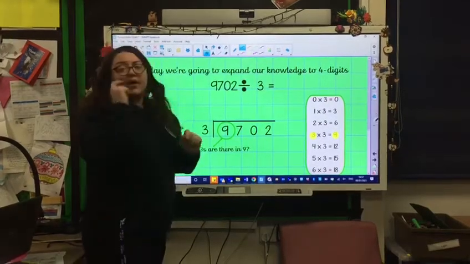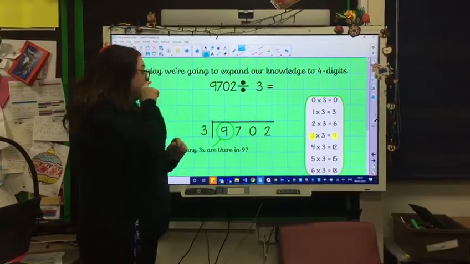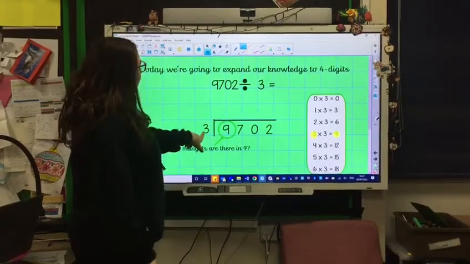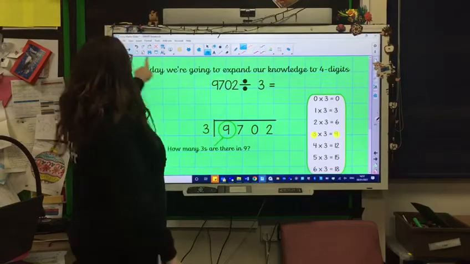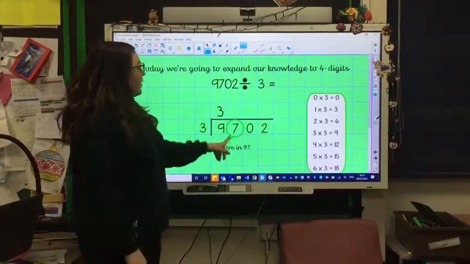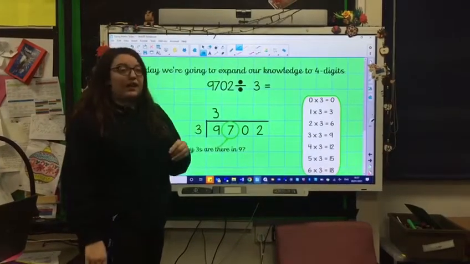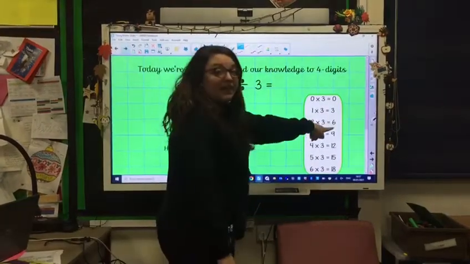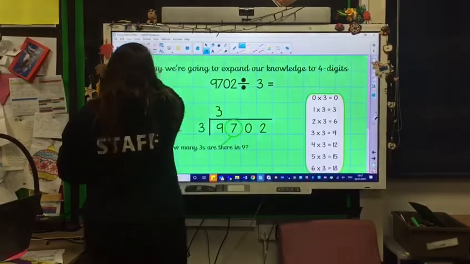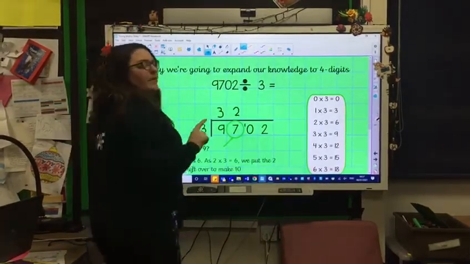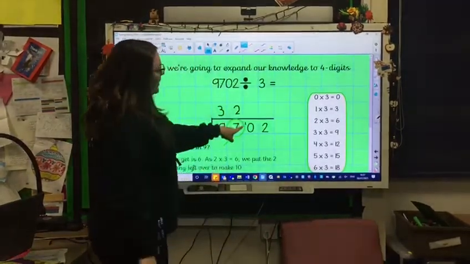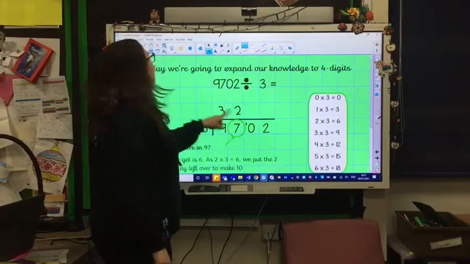Okay, so we're going to expand our knowledge with 4 digits today. So, same method, extra time. How many 3's go into 9? Hopefully you should all be able to tell me that is 3. How many 3's go into 7? We can't do it exactly. The closest we can get is 6. So we'd write 2 above it. We would then need to count on from 6 to 7, so we have 1 left over. We carry that over, which would make 10.